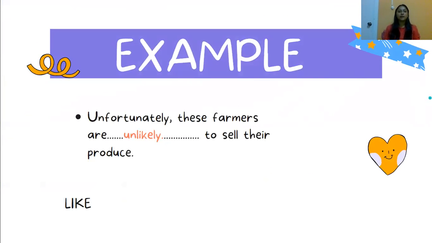For example, unfortunately, these farmers are to sell their produce. Here the stem word is like. Look at the grammatical structure of this sentence. The gap is between the verb to be and the infinitive verb with to, which means that you need an adjective. How can you make an adjective from like? Unfortunately, these farmers are unlikely to sell their products. This answer needs a negative prefix for the sentence to make sense. So the answer is unlikely. Next.